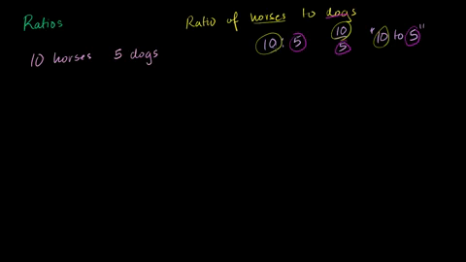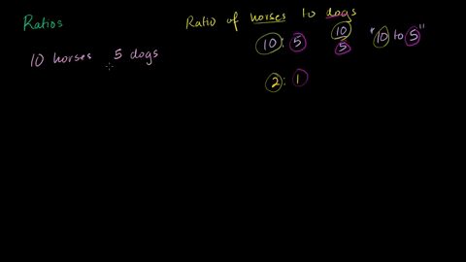Now, I just said I have 10 horses for every 5 dogs. But what does that mean? That means I have 2 horses for every 1 dog, right? If for 5 dogs I have 10 horses, that means for every one of these dogs there are 2 horses. For every 2 of these horses there's 1 dog. And I just kind of reasoned through that. So I have 2 horses for every 1 dog.